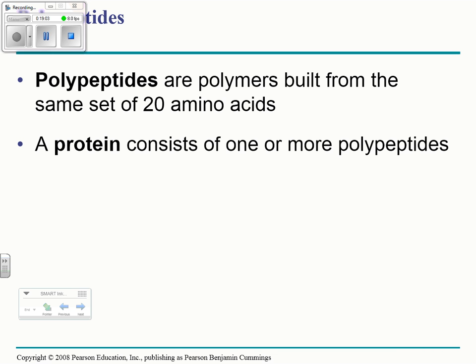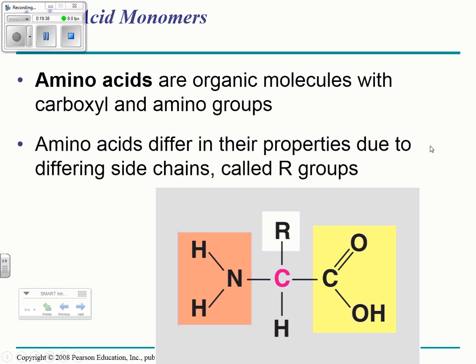Okay, so polypeptides. We're moving on to proteins now. So polypeptides are polymers built of the same set of 20 amino acids. So the monomers of proteins are these 20 amino acids. Also, the proteins will be built of one or more chains, which is the other word. A chain of amino acids is a polypeptide. It'd be nice if we called it polyamino acids or something, but we call it polypeptides because the peptides are the name of the bonds that link the amino acids together.